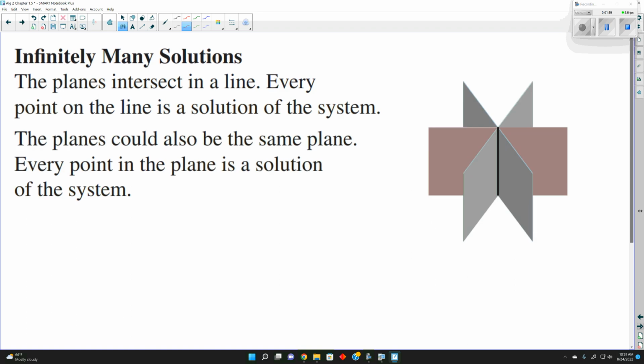Now the next one that we can have is an infinite number of solutions, infinitely many. And this equation here, or the equation that defines this line, would be that solution. Because any point on that line will make all 3 equations true. If we plugged it back in, we would get the same thing on both sides. It would give us a true statement.